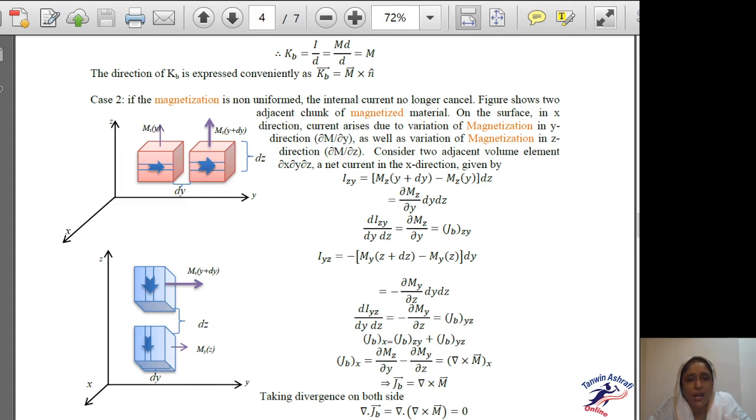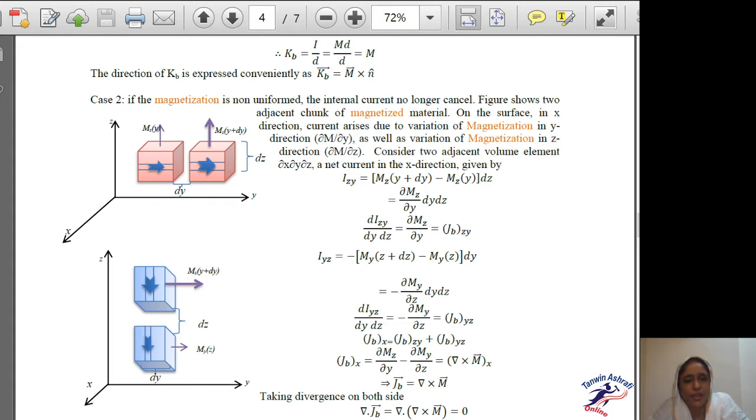Therefore, M_z at y plus dy minus M_z at y, times dz, which is nothing but the partial derivative of M_z divided by y, times dy dz. Now, if we divide by dy dz below the I_zy, we get dI_zy over dy dz equal to the partial derivative of M_z divided by dy, which is nothing but J_b at yz.